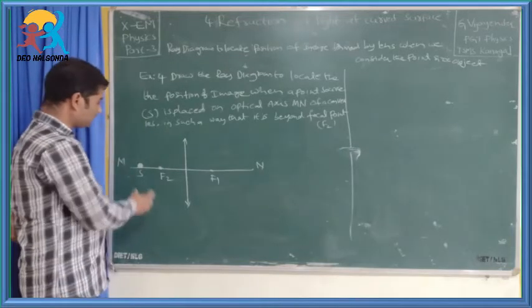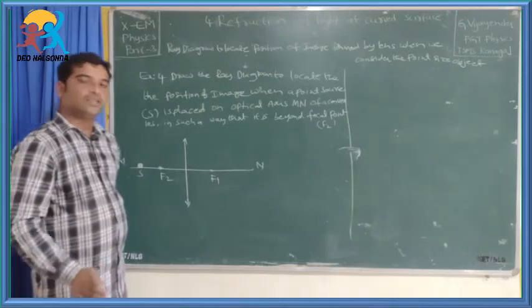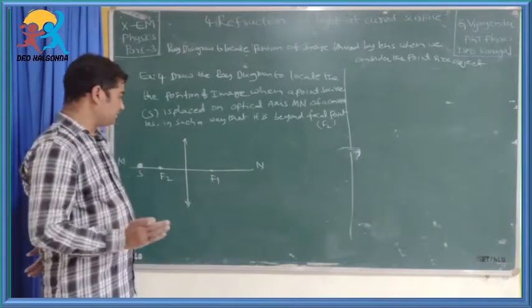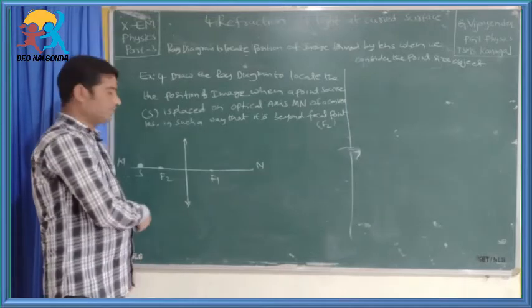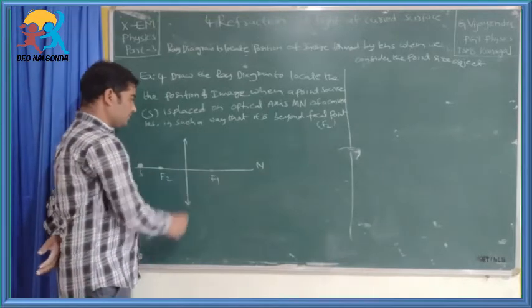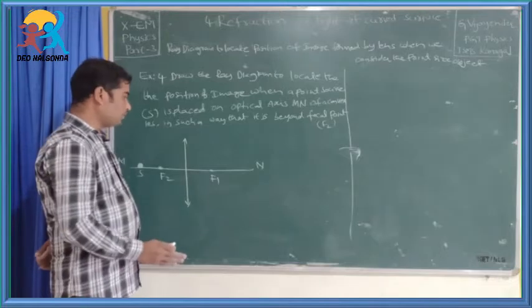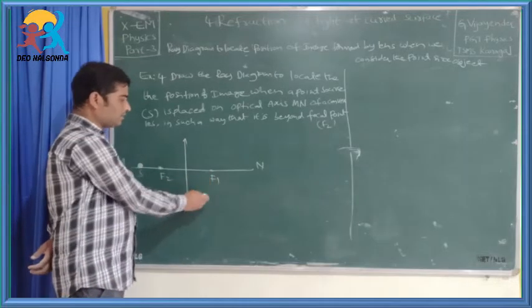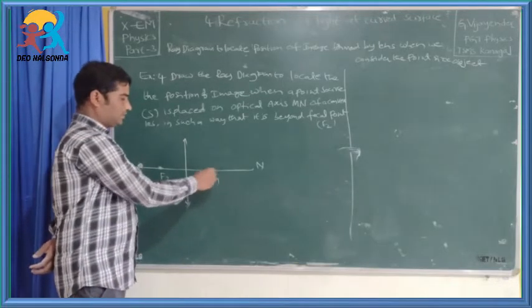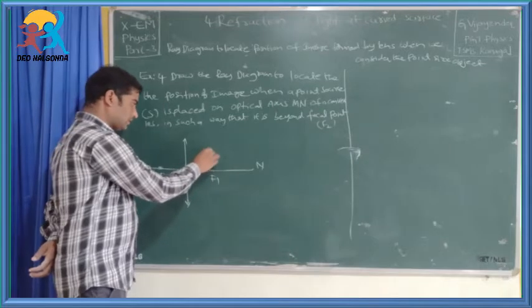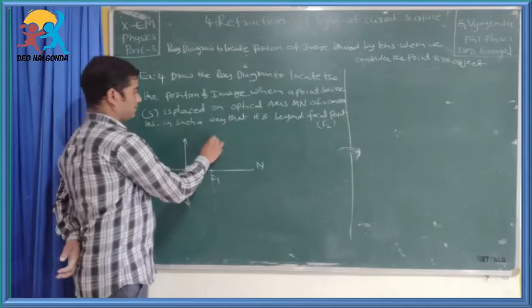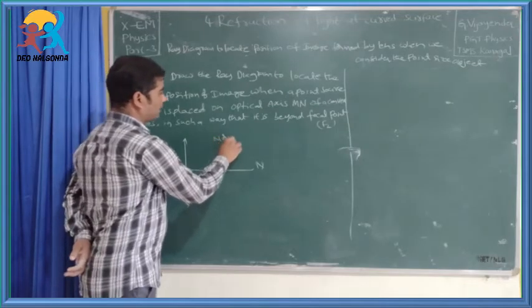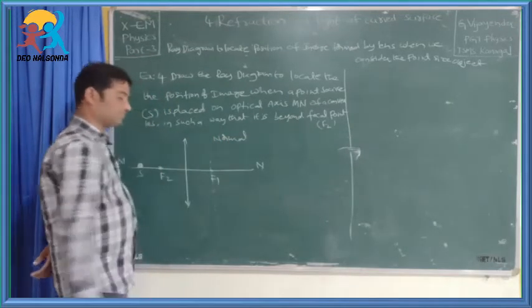Here to draw this, first draw the perpendicular. This is the converging lens, so image is forming on the opposite side. So here first draw the perpendicular through the next focus. This is the focus. First you should draw the perpendicular or normal through the next focus.